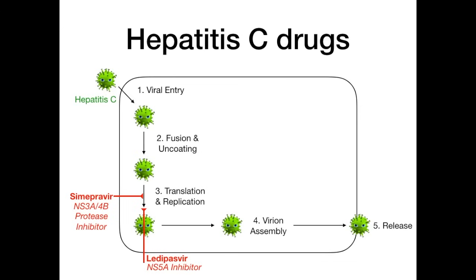But if you have to memorize something, you can just memorize that simeprevir is a protease inhibitor, specifically at the NS3A/4B location. The other drug that inhibits replication is ledipasvir, and that one is the NS5A inhibitor. Both of these drugs are going to mess up the replication of hepatitis C in the hepatocyte, but they do it upstream of the third drug that we're going to talk about, which is sofosbuvir. Sofosbuvir is an NS5B inhibitor, which means that it interferes with the RNA-dependent RNA polymerase.